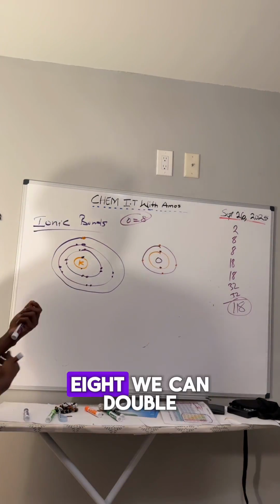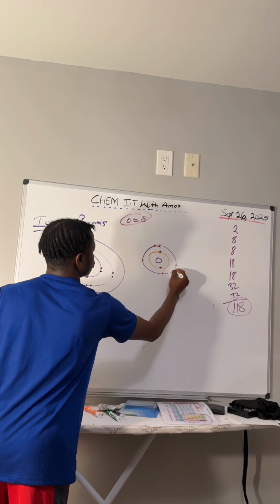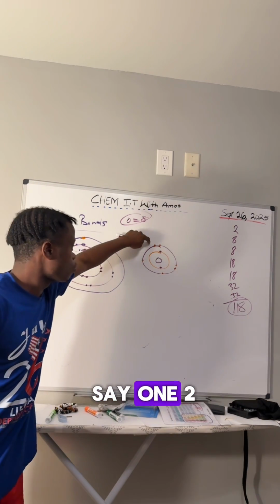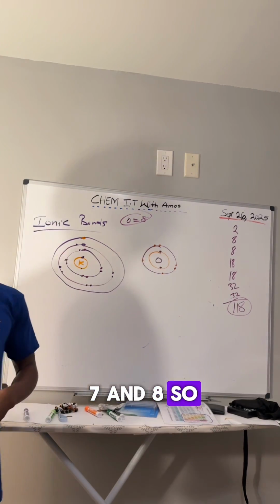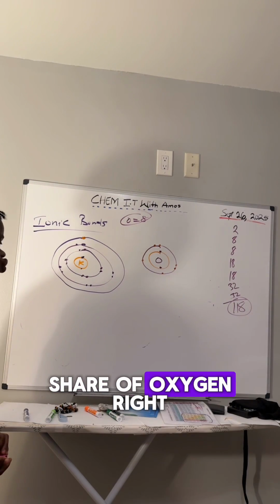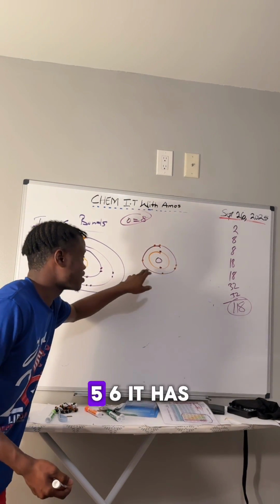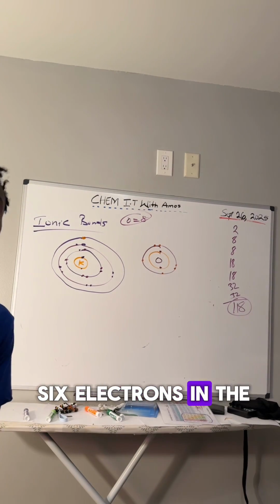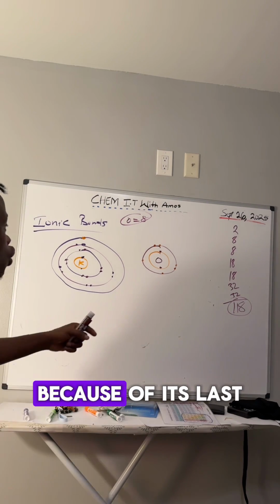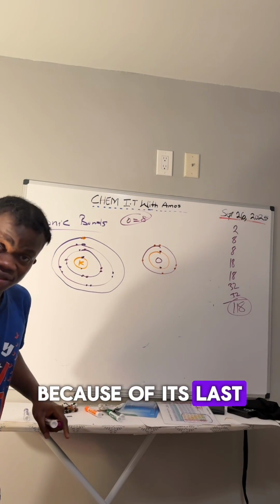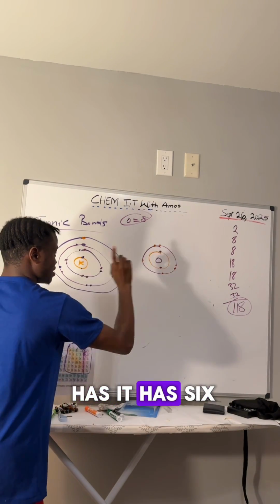2 more to make it 8. We can double them by saying 1, 2. So we can now say 1, 2, 3, 4, 5, 6, 7, and 8. In this case, the last shell of oxygen has 1, 2, 3, 4, 5, 6 electrons. That's why it has been placed in group 6, because of its last shell. So the last shell has 6 electrons there.